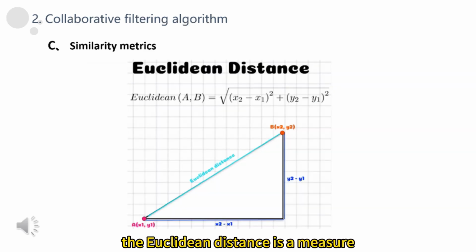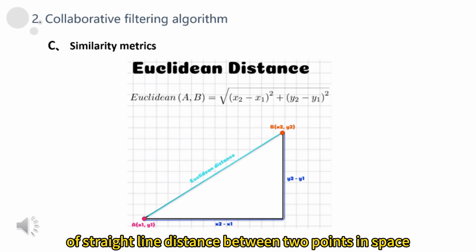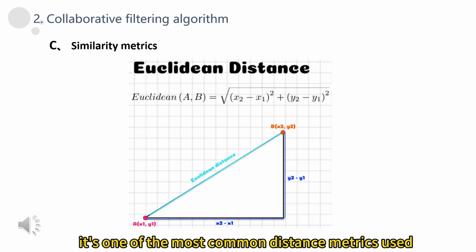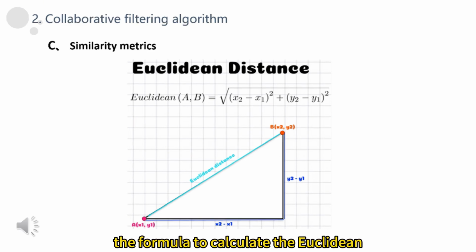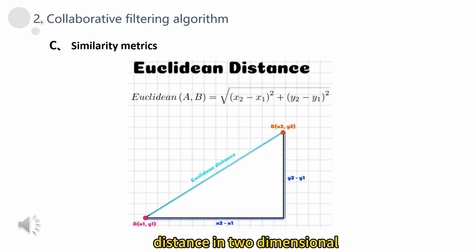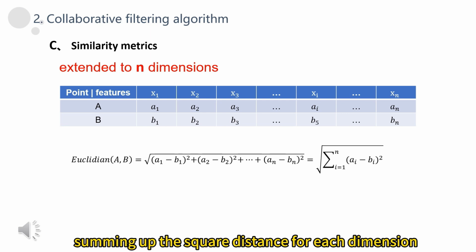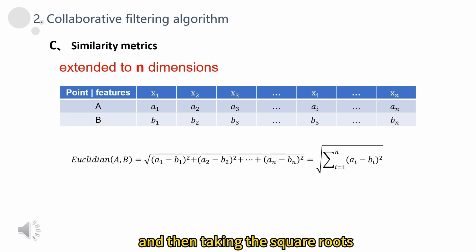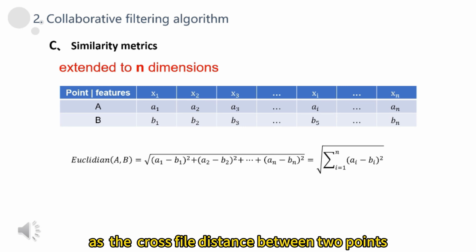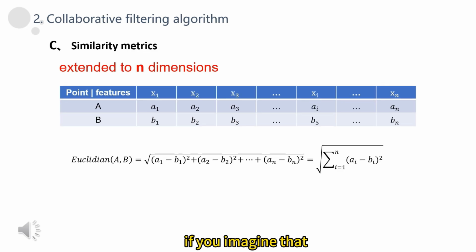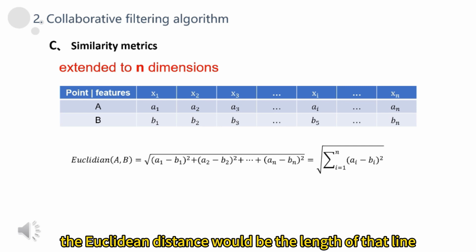The Euclidean distance is a measure of straight-line distance between 2 points in space. It's one of the most common distance metrics used. The formula to calculate the Euclidean distance in 2-dimensional space between the points (x1, y1) and (x2, y2) is like this. This can be extended to n dimensions, summing up the squared distance for each dimension and then taking the square root. It's basically the as-the-crow-flies distance between 2 points. If you imagine that you're drawing a line between these 2 points in space, the Euclidean distance would be the length of that line.